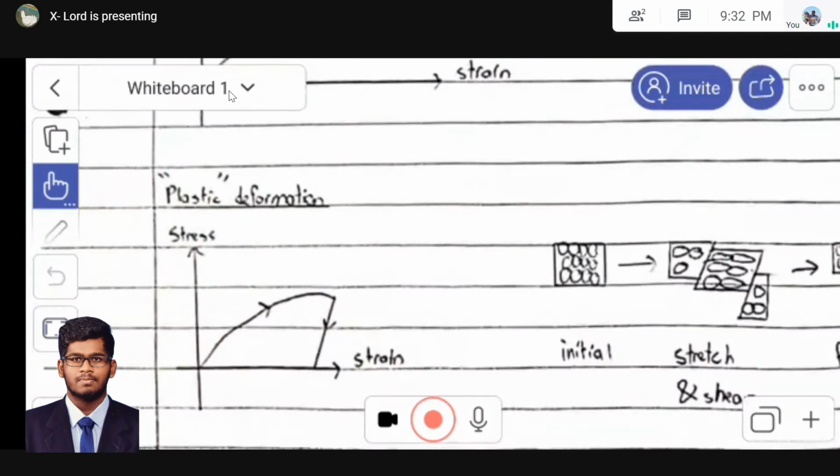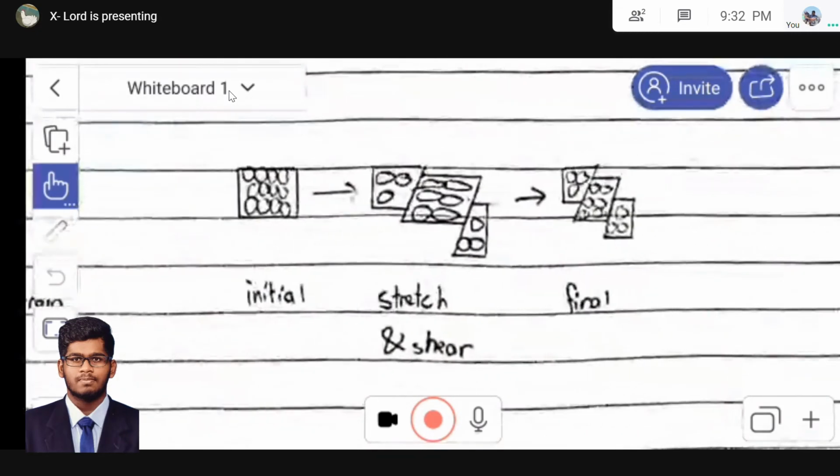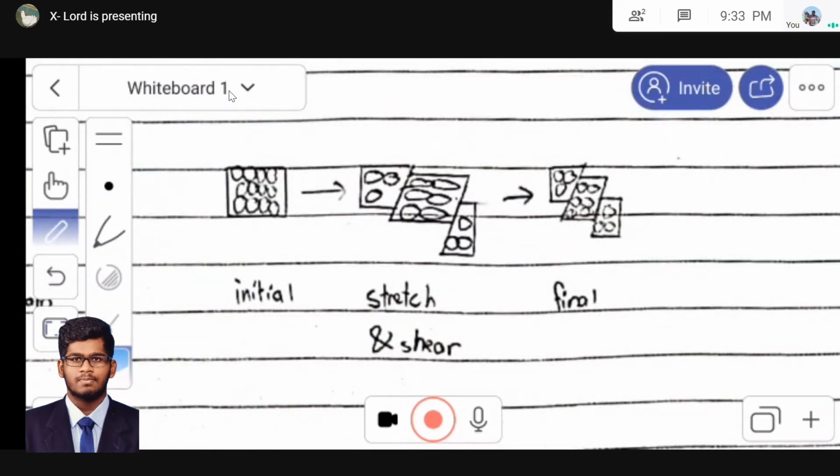Plastic deformation, again another stress and strain graph. For this one, let us look at the atoms first, and then I'll explain the graph. Forgive my artistic skills, it's not the best. In plastic deformation, you start off with atoms as usual, but in this case it has both stretch and shear, as I mentioned before. Stretch, you can see that it stretches like a circle, some kind of oval, and then shears. If you see the middle region, it's not going together with the previous slides.